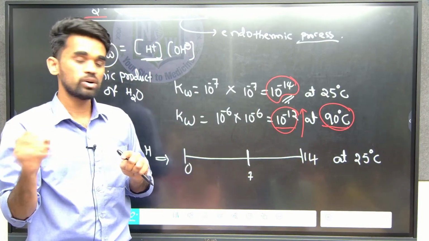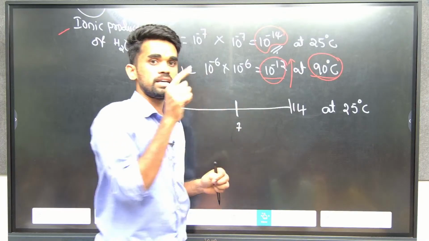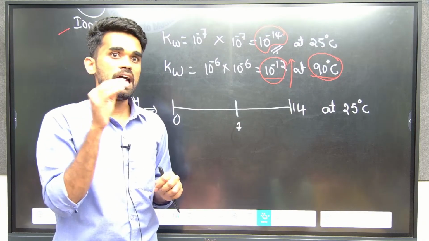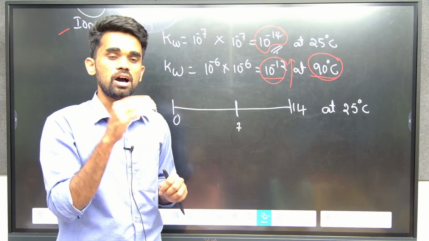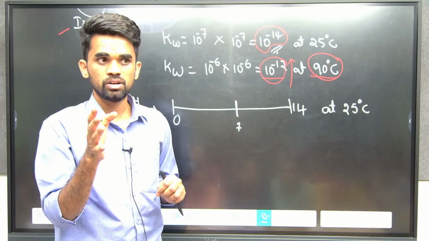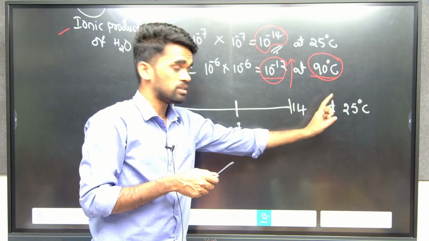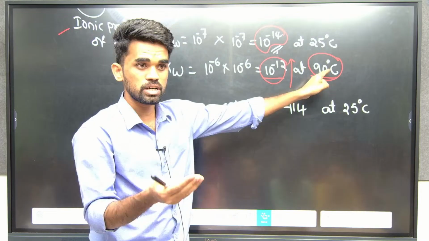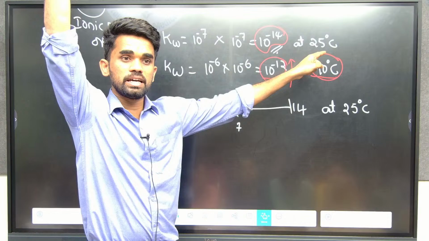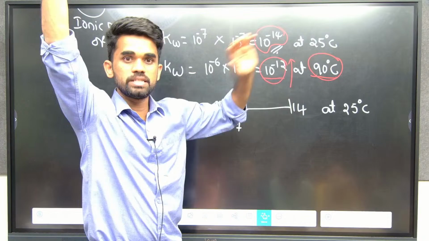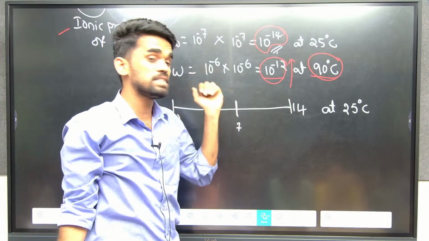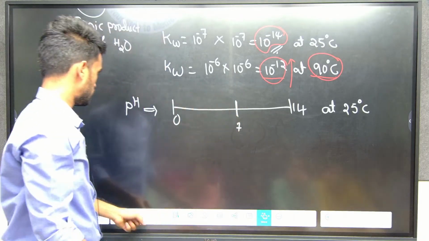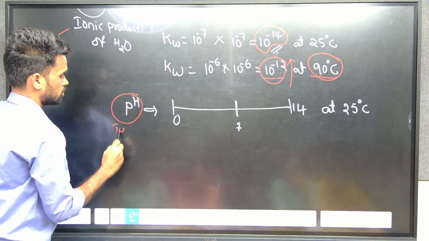If I measure at 90 degrees Celsius, what is my neutral point? 6. Now the question will be like this: on the pH scale, 6 means acidic in all cases? No. At 25 degrees Celsius it might be acidic, but at 90 degrees Celsius it is neutral. At some 100-200 degrees Celsius it becomes basic also. pH is temperature dependent.